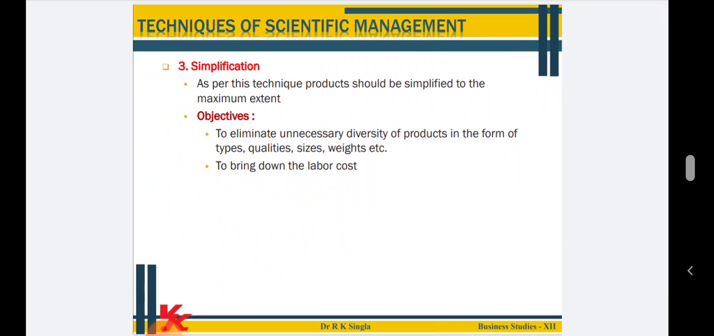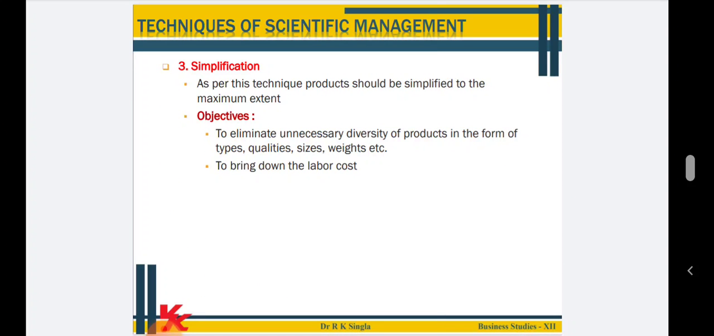What is the objective of simplification? That is to eliminate unnecessary diversity of products in the form of types, quality, size, weights, etc. यानी कि अगर आपने unnecessarily product line expand कर रखी है या qualities, size, weights, types expand कर रखे हैं, तो आपको उन सभी को eliminate करना है. You should not make your organization complex.